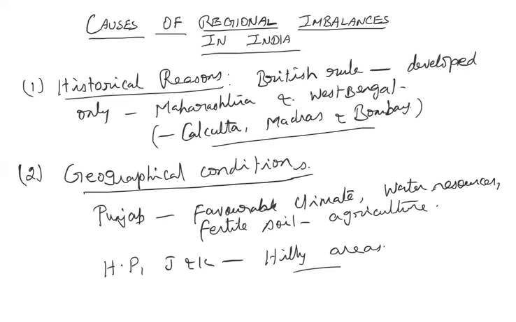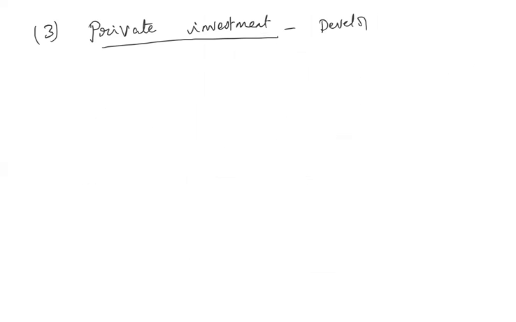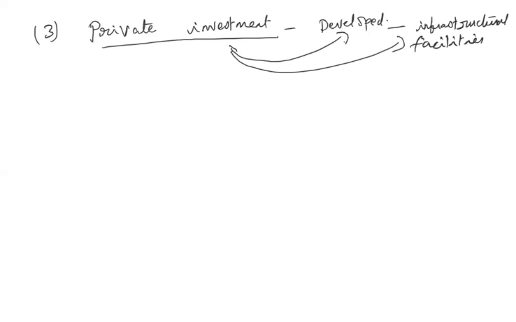That is another reason. Then the next reason is private investment. Obviously, private investment will go only to those areas that are already developed, like Maharashtra, Punjab, Gujarat, because they have better infrastructural facilities. All those developed states and regions have better infrastructure, so private investment will go only where they have better infrastructural facilities and are already developed.